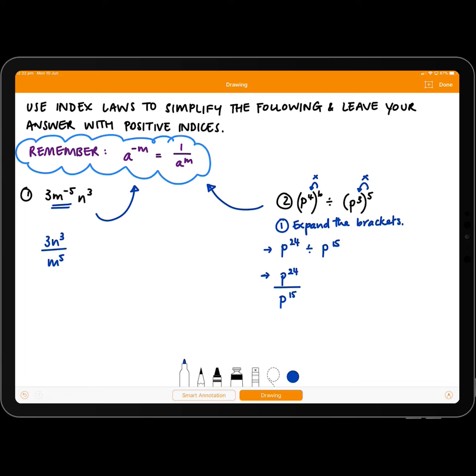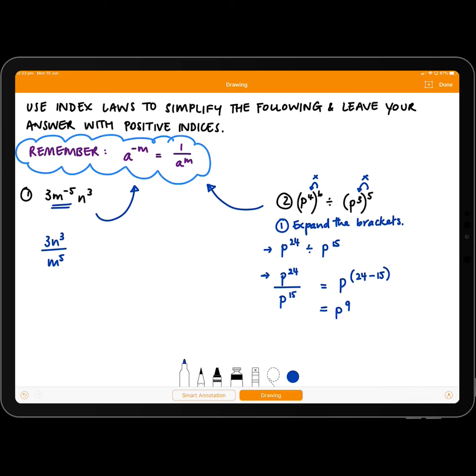Now from here, before we even get to the positive indices, we need to look at actually using our index laws. So when it's divided by and the base is the same, we know that we can subtract our indices. So this is equivalent to saying p to the power of 24 minus 15. The only reason we can do this is because it's p divided by p. So that leaves us with p to the power of 9. As you can see, because the index power is positive, we don't actually need to do anything else.